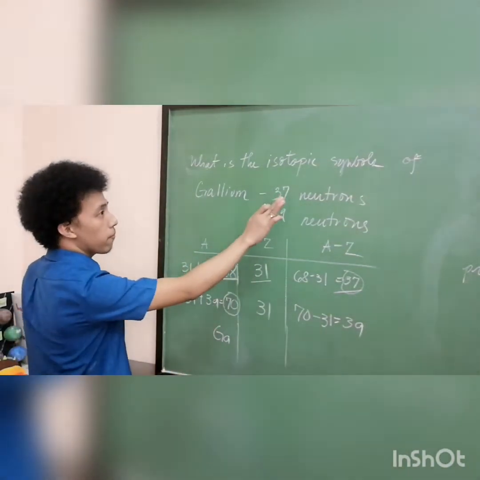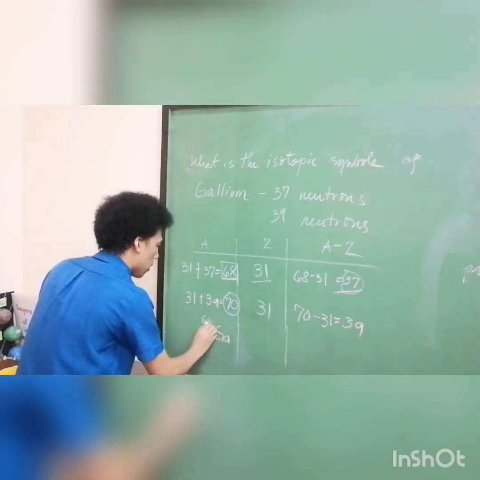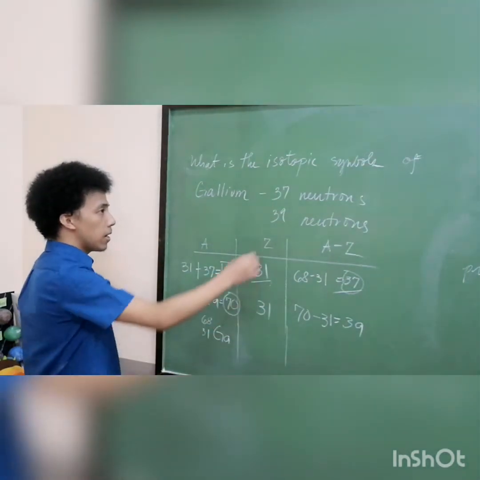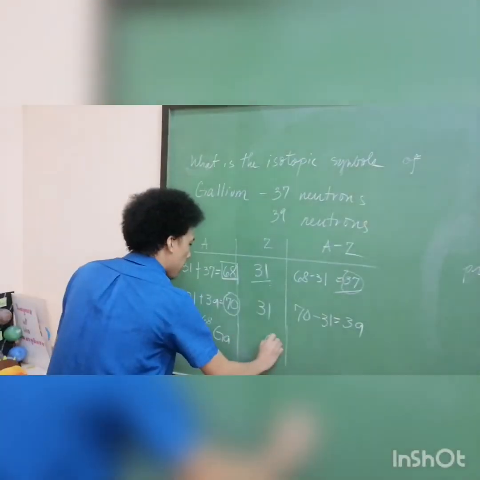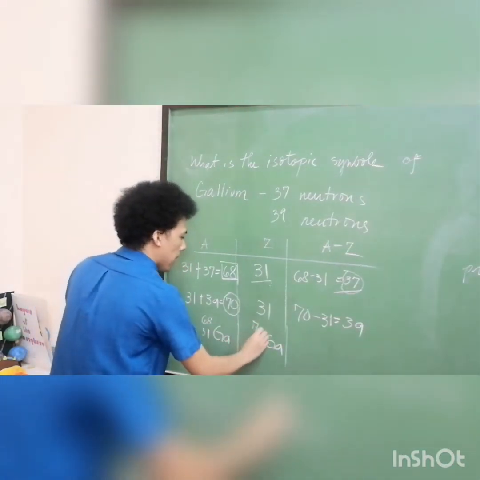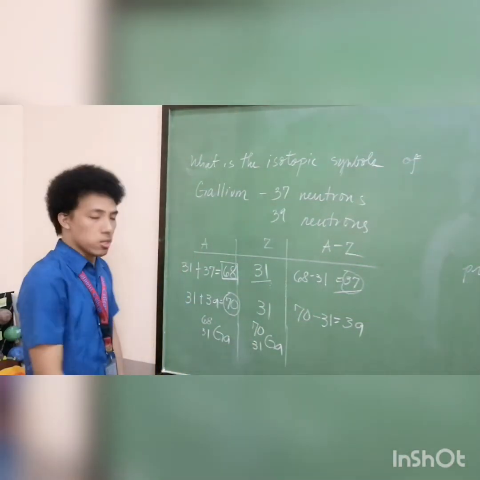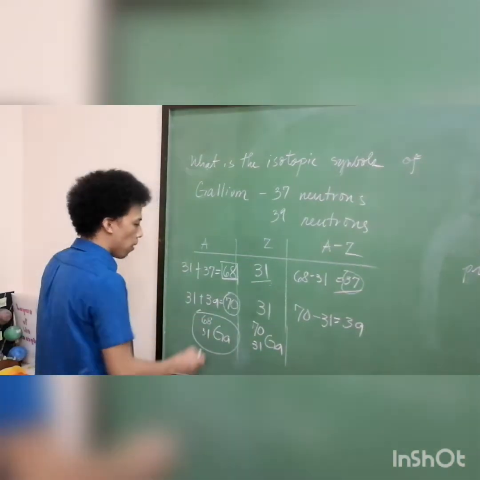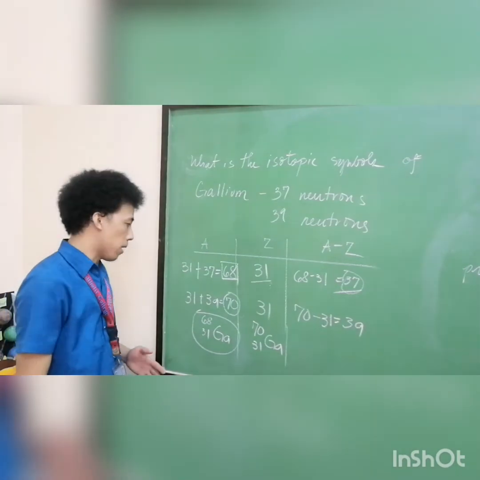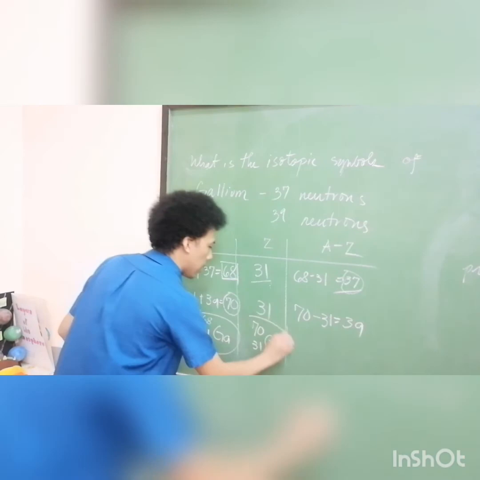You have to write the letter A, which corresponds to the atomic mass. That will be 68, followed by the atomic number, which is 31. For the next one, we have the same gallium, so we take the mass number of 70 and again use the atomic number of 31. So here we get the isotopic symbol for the first given, having 37 neutrons: 68 and 31. And for the 39 neutrons, we have 70 and 31.